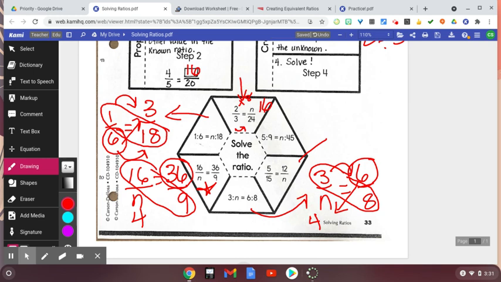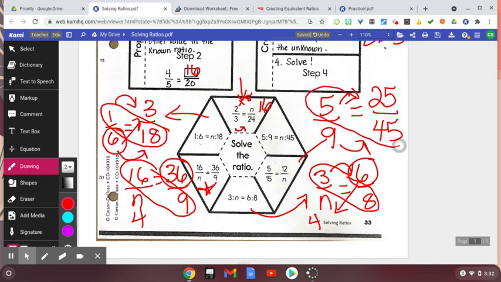All right, so our last one, 5 to 9, is the same as something over 45. So you know what the pattern is from over here. We know we're timesing it by 5, so our missing value is 25. If you didn't know what this was, remember you can still cross multiply the two known values, divide by 9, and that's going to give you the 25.